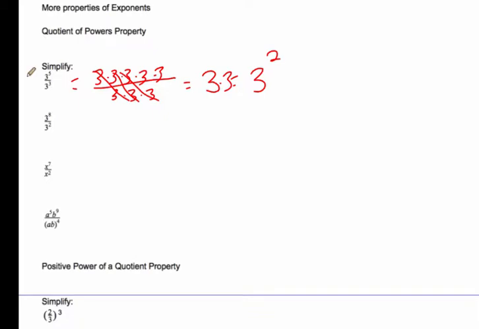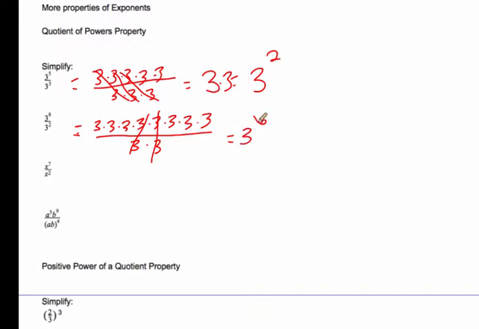All right, let's see what happens here. 3 to the 8th is 3 times 3, 3, 4, 5, 6, 7, 8, all over 3 times 3. So what can I simplify? I can simplify this and I can simplify this. So I have 1, 2, 3, 4, 5, 6. Now I have 3 to the 6th power. So notice what happens here.